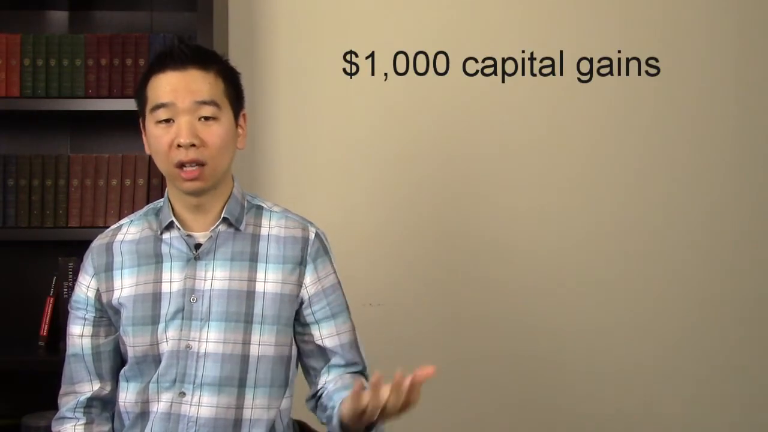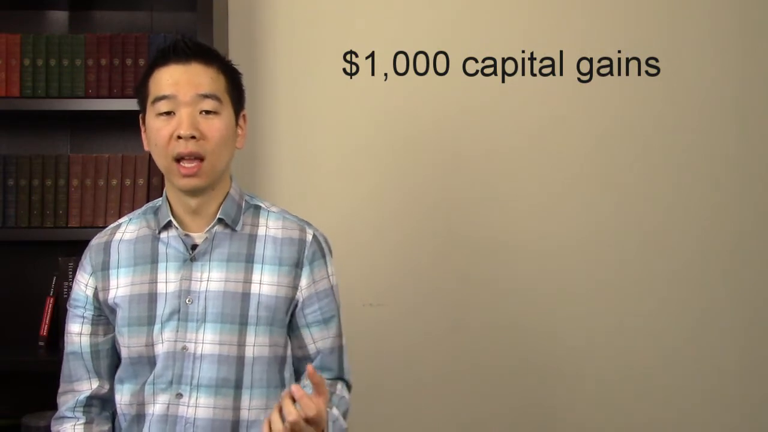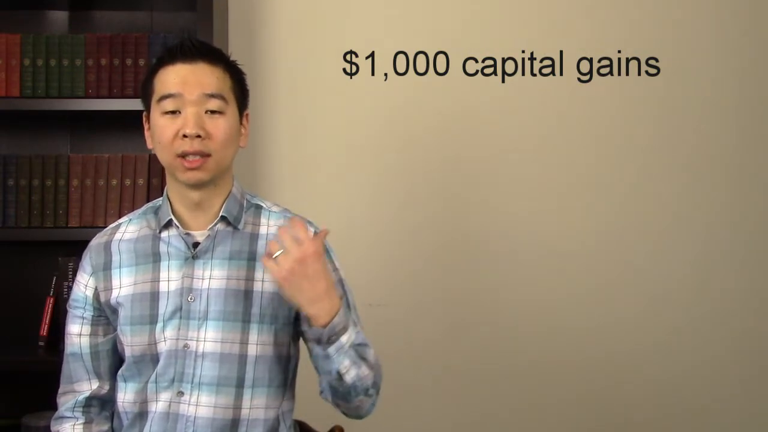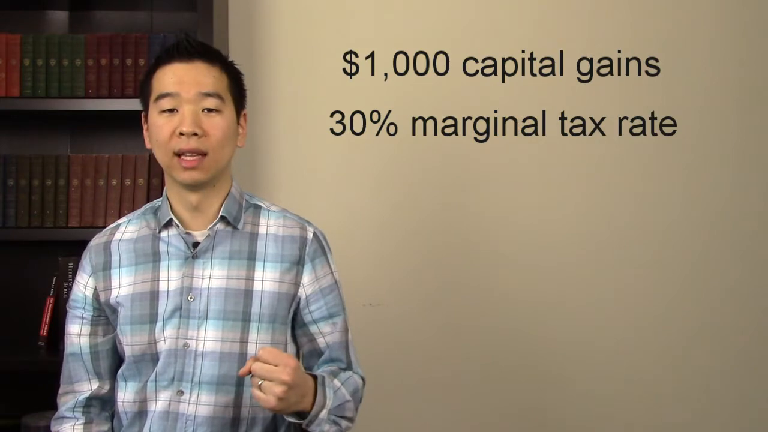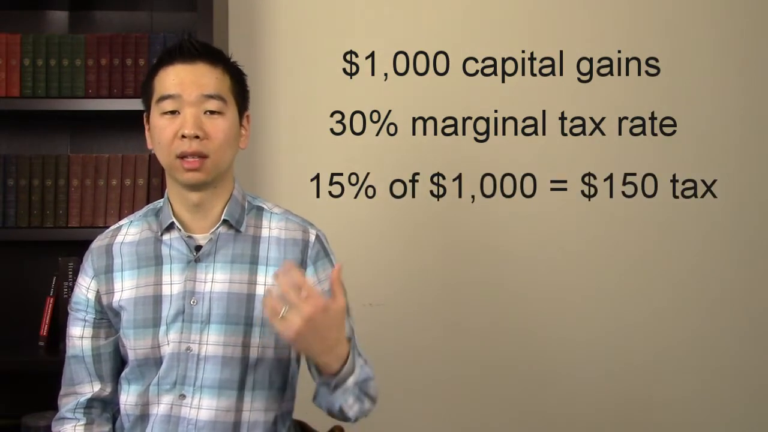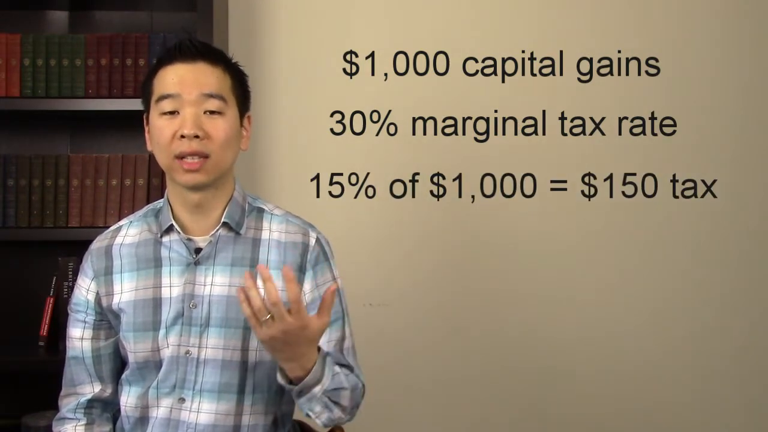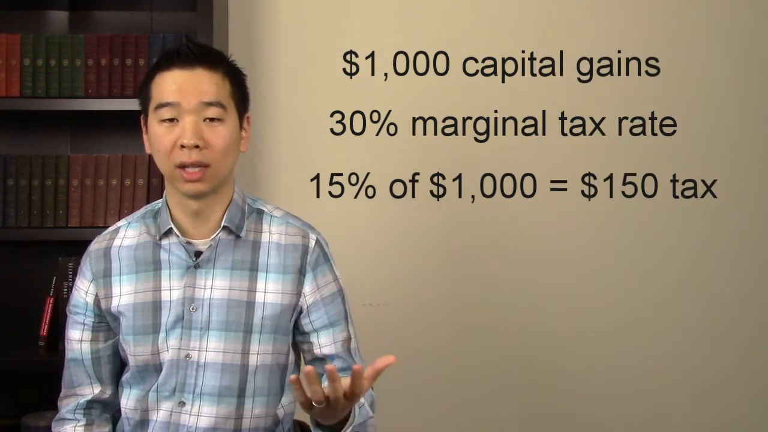Now, until you sell your shares, you don't incur capital gains. So you don't get taxed until you sell your shares. And when you do sell your shares, you pay half of your marginal tax rate on your capital gains. So for example, if you have made $1,000 trading Coca-Cola stock, and your marginal tax rate is 30%, then you would pay 15%, which is $150, on those capital gains from trading Coca-Cola shares.